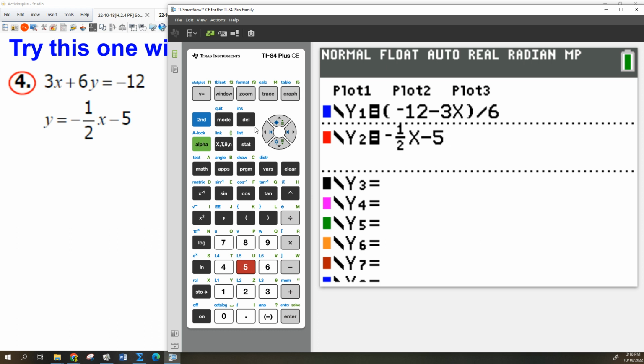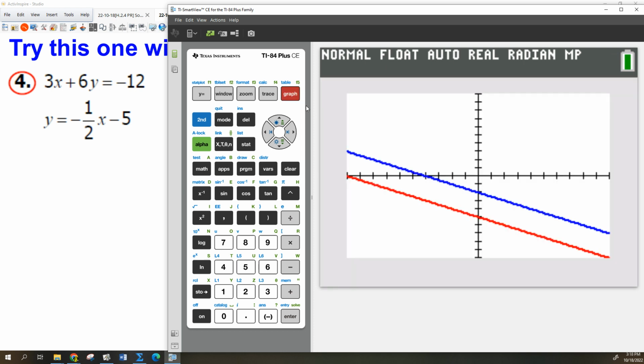Now, if I hit graph, those look parallel. How could I tell for sure? Maybe the slopes are just slightly different. It looks like they're parallel, but how can I tell for sure though? There is a way. I'll show you how. You could verify this using the graphing calculator.